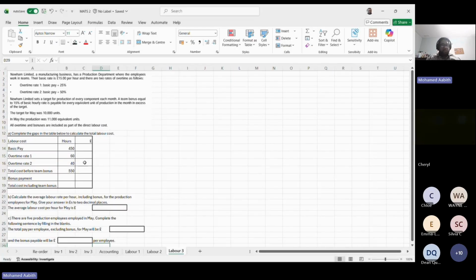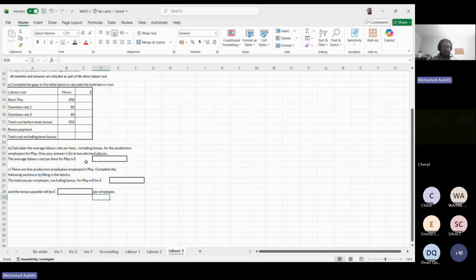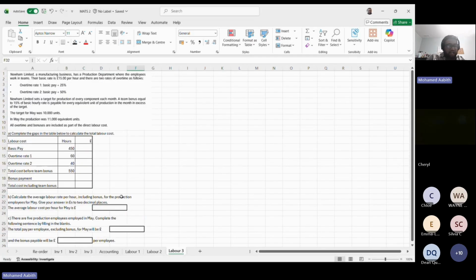So let's look at the last question. This one is going to be the one I thought is going to be slightly challenging because it involves the bonus payments.